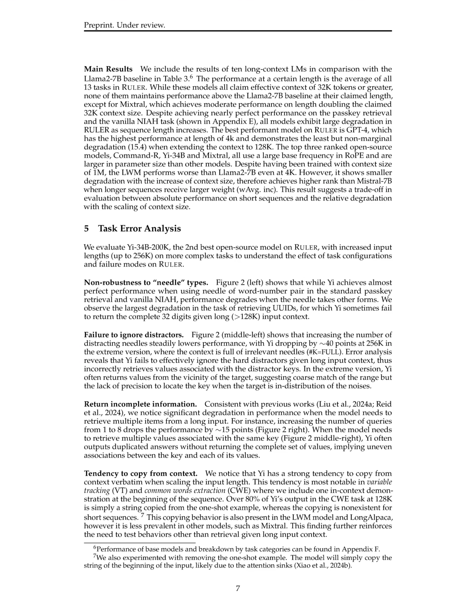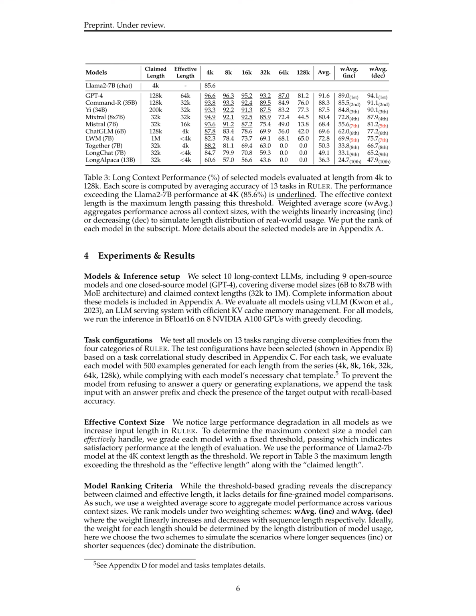In terms of task configurations, the models are tested on 13 tasks ranging in diverse complexities from the 4 categories of RULER. Each model is evaluated with 500 examples generated for each length from the series: 4K, 8K, 16K, 32K, 64K, 128K, while complying with each model's necessary chat template. The task configurations are selected based on a task correlational study described in the appendix, ensuring a comprehensive evaluation of the models across different tasks and context lengths.